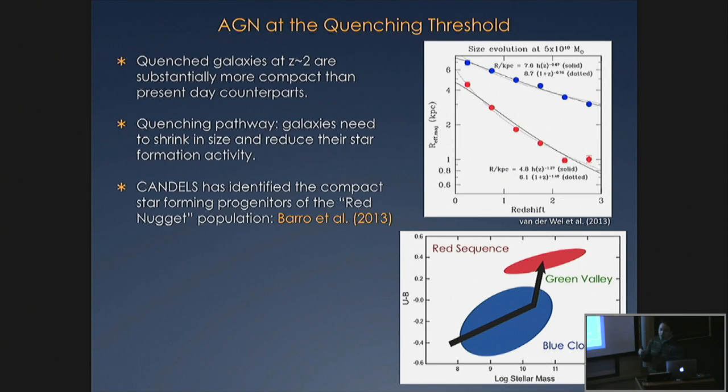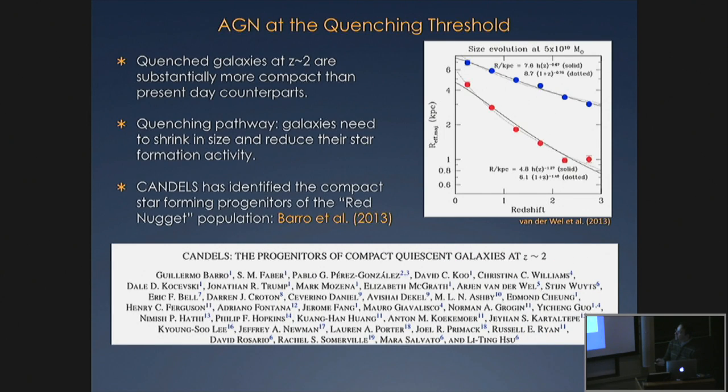Fortunately, we think we've identified the compact star-forming progenitors of these so-called red nuggets at redshift 2, and this is from a paper from Guillermo Barro from a few years ago. We've identified star-forming galaxies that structurally look identical to these passive galaxies. They have the same mass, same effective radii, same stellar densities.